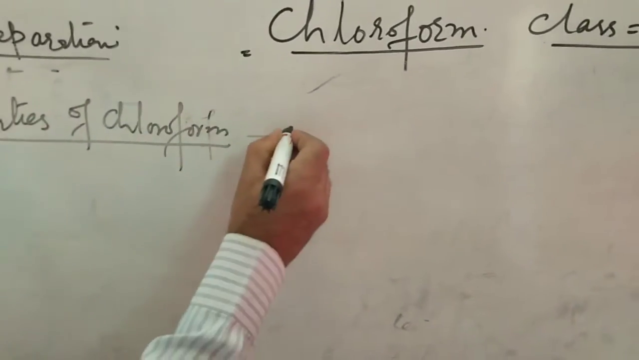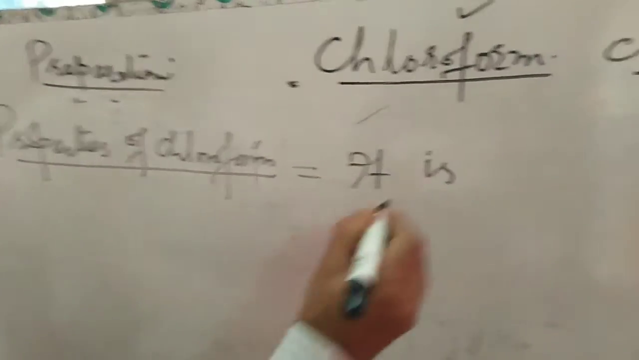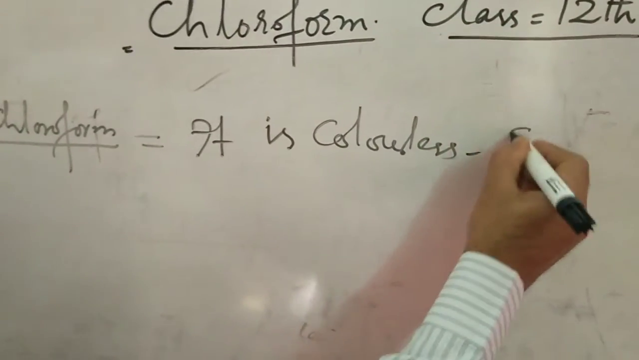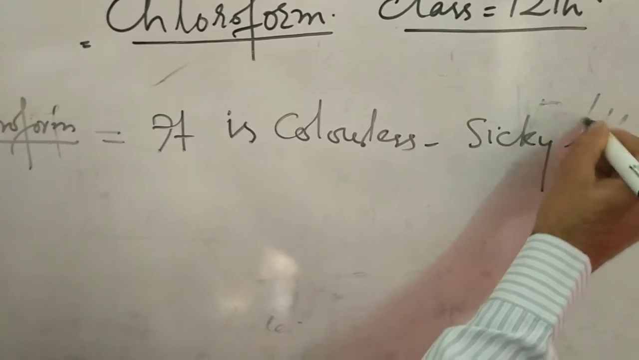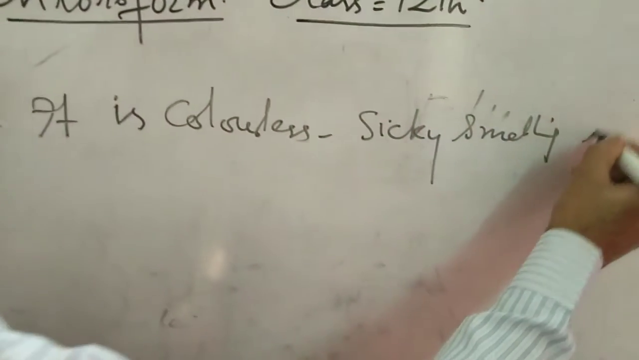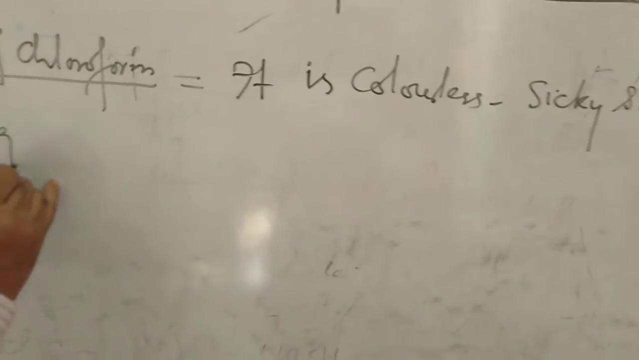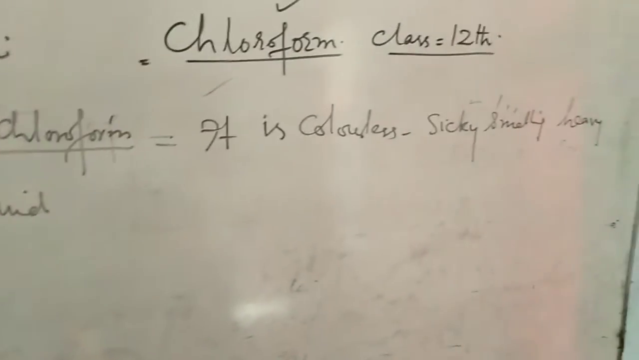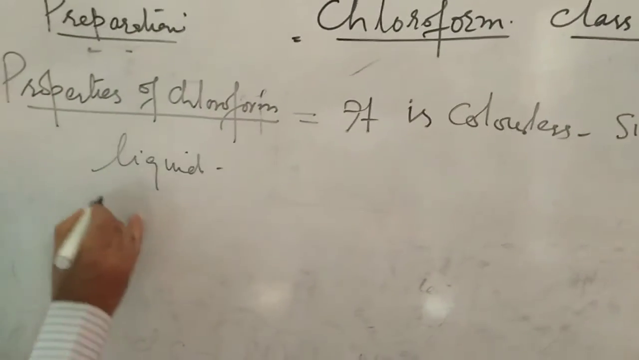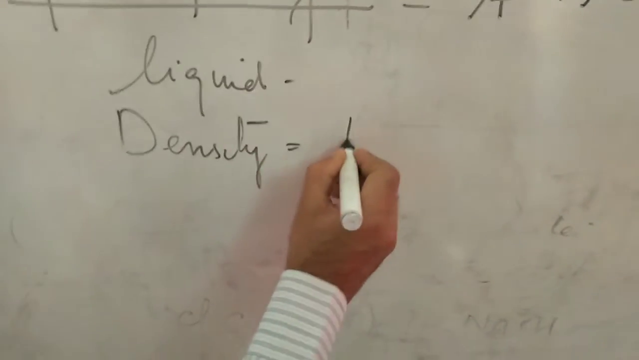Chloroform is colorless, sweet smelling, heavy liquid. इसकी डेंसिटी जो है, density of chloroform is equal to 1.485.